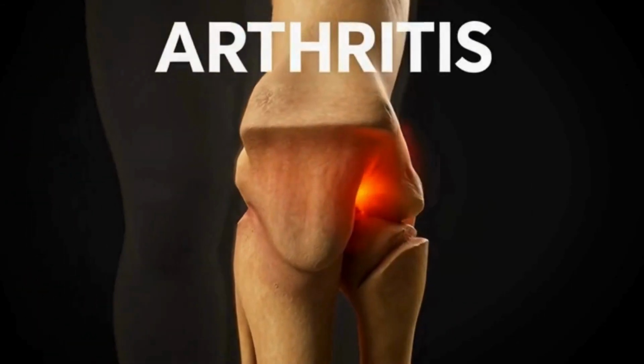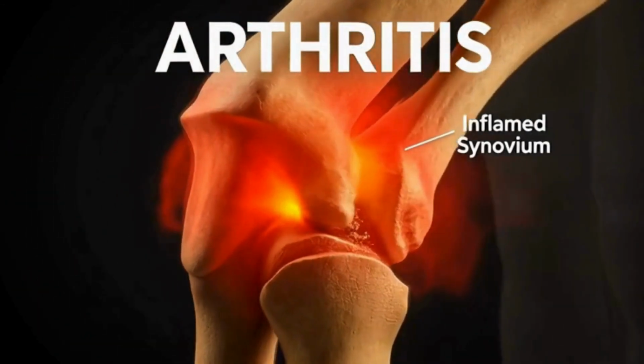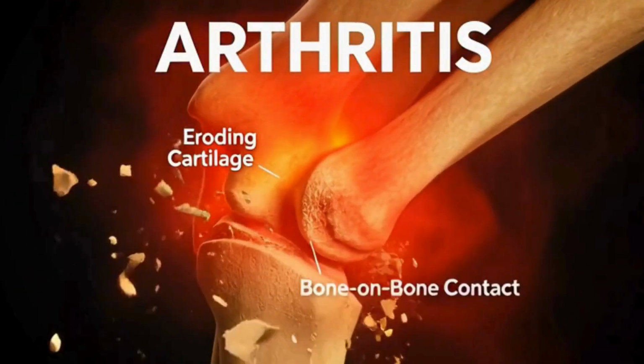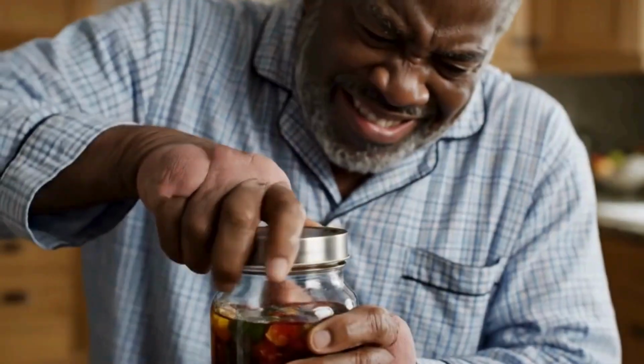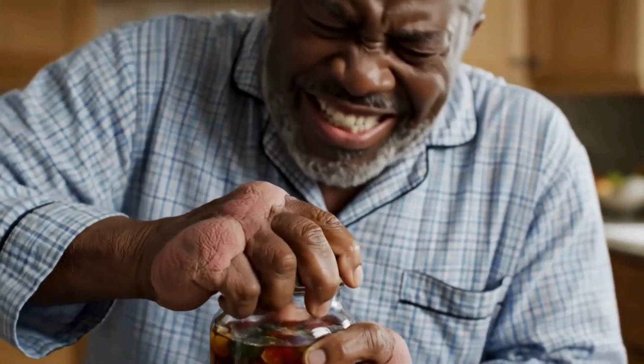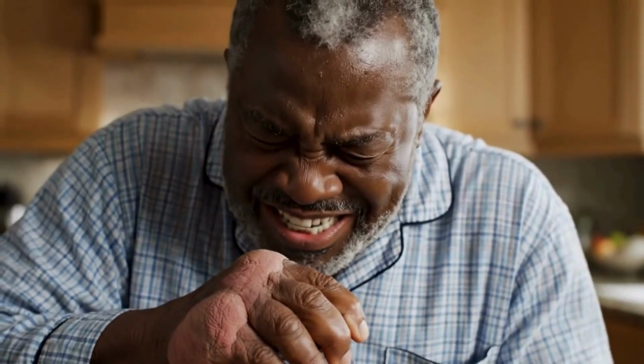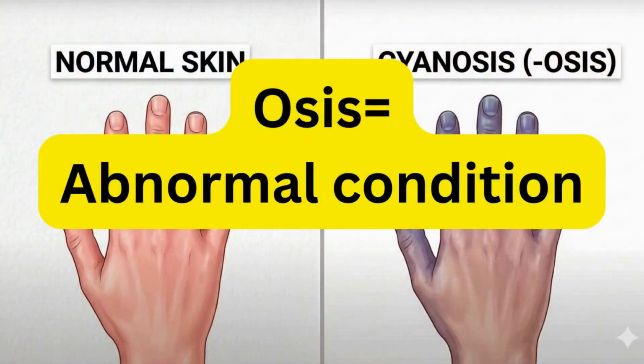For example, look at this joint here. This joint is inflamed, red, swollen. That is called inflammation of the joints, itis of the joint, which is arthritis. So this, of course, leads to pain and difficulty moving. So remember this one.